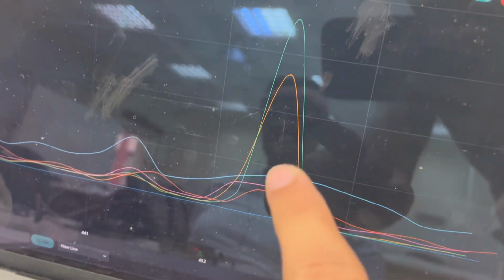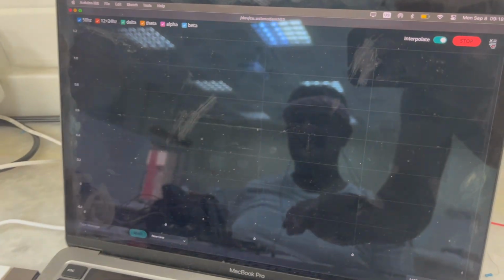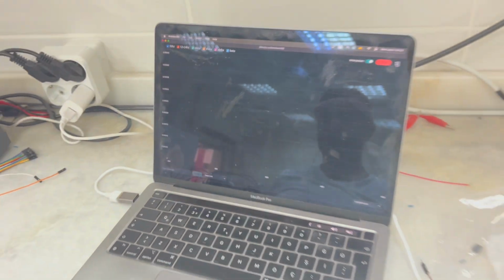Here we have a movement artifact. It's still working. I will erase it to remove the movement artifact so you can see better when we do our ocular test at O1.